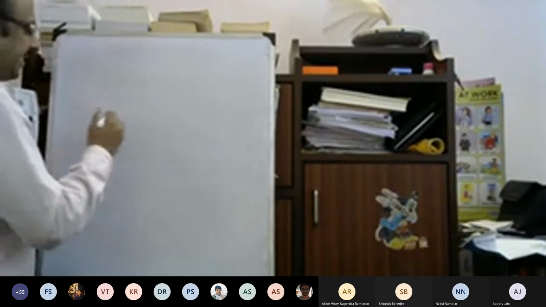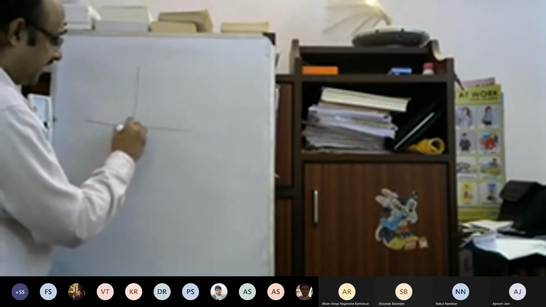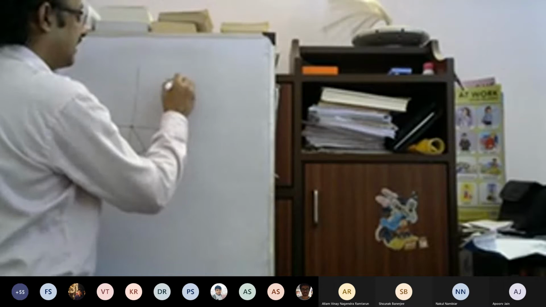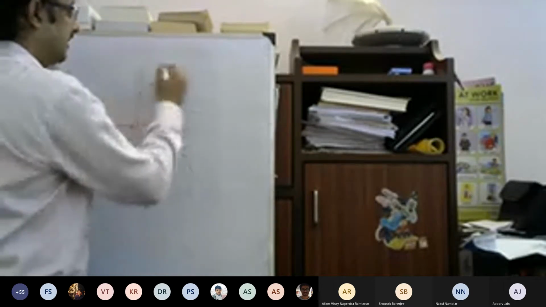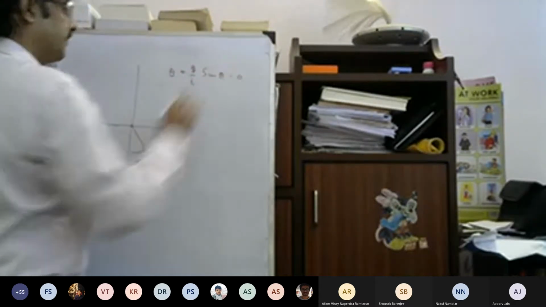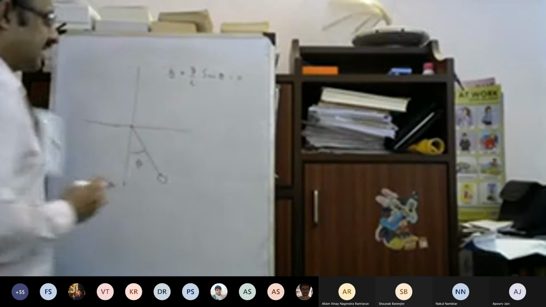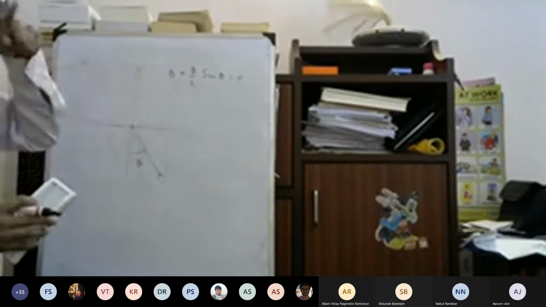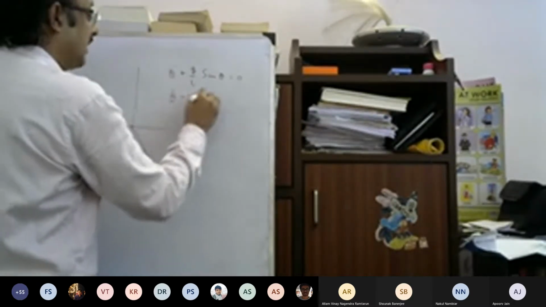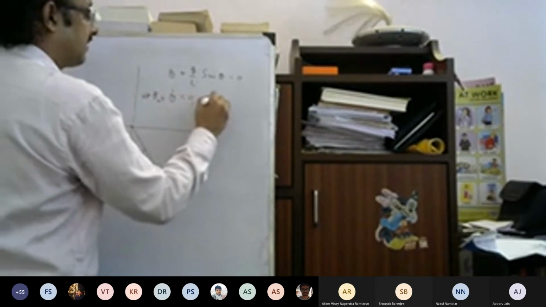So here, for example, I'll consider one more thing. Suppose this is the same pendulum I take, and the equation of motion becomes theta double dot plus g by L sine theta equal to 0. Now there are certain positions where theta dot will be 0, and at, let us say, theta 0, theta dot equal to 0.